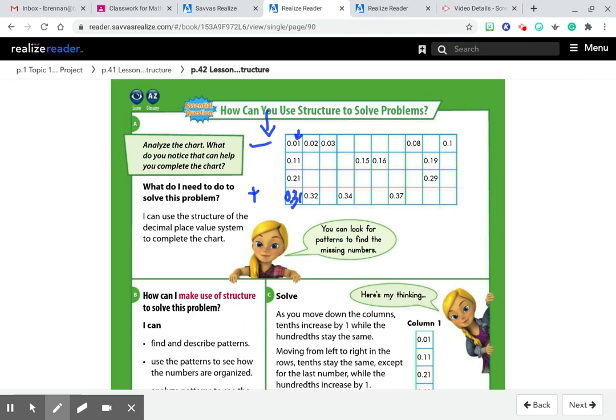So this row right here starts with 100th, 200th, 300th. Next I will have 400th, then 500ths. It's hard to draw these. Then I will have 600ths, 700ths, 800ths, 900ths. And what comes after 900ths? Well, after 900ths, if I want to add another hundredth to that, watch what happens.